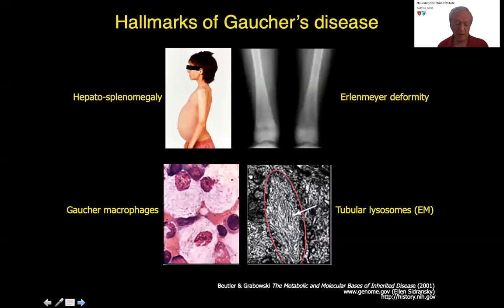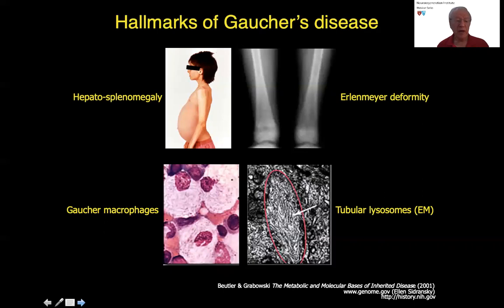There are three forms of the disease, roughly. Type 1, which is a mild form. There is type 2, which is fatal. There is neurodegeneration, and children die before age 2. And then there is a chronic form, type 3, which also affects the brain, and there is neurodegeneration.